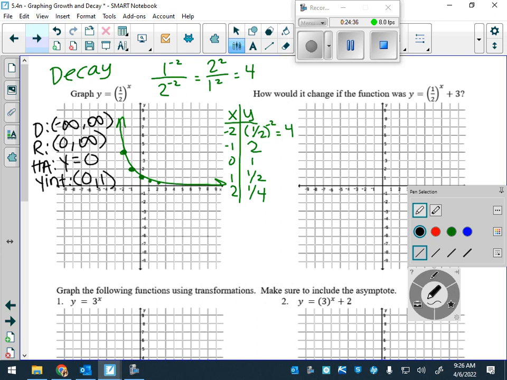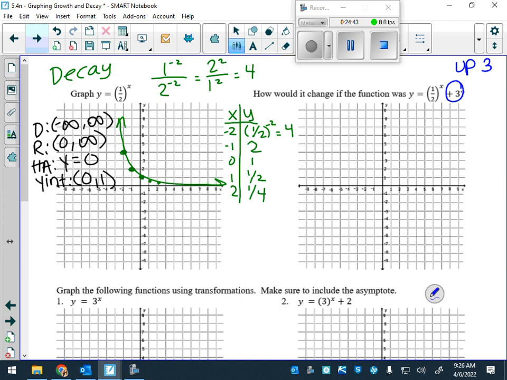Right. Excellent. So we have plus 3 on the outside, meaning we are moving up 3. So our original y values, we are adding 3 to them. Okay? So x stays the same. So we have -2, 7, -1, 5, 0, 4, 1, 3.5. Okay. All right.